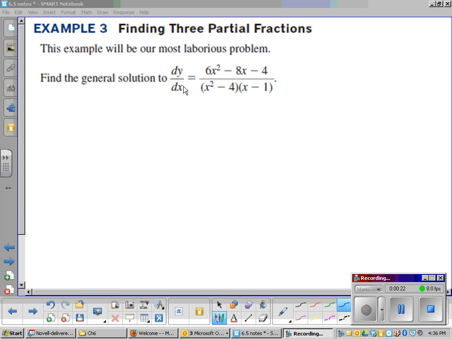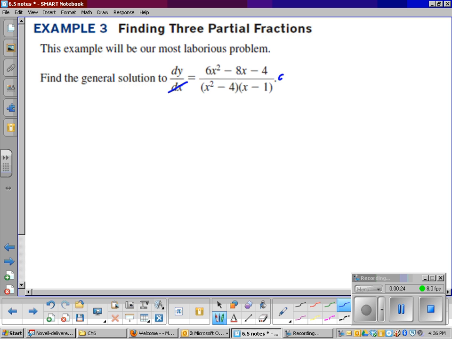We need to have our letters match, so we would move our dx to the other side with all of these x's that are over here. And if we integrate dy, we're going to get y, which is the solution, and we would integrate this side with respect to x, and that's where our partial fractions are going to come into play.